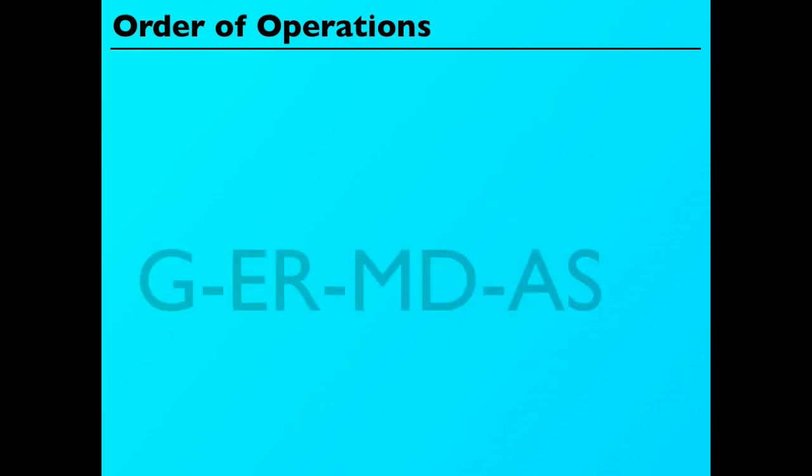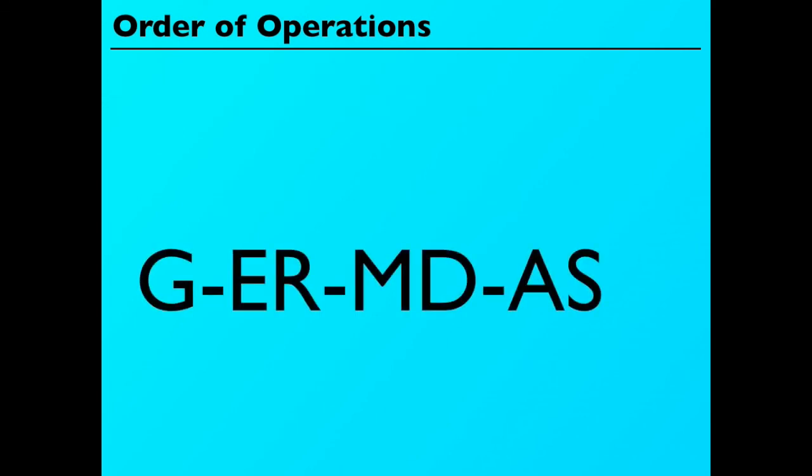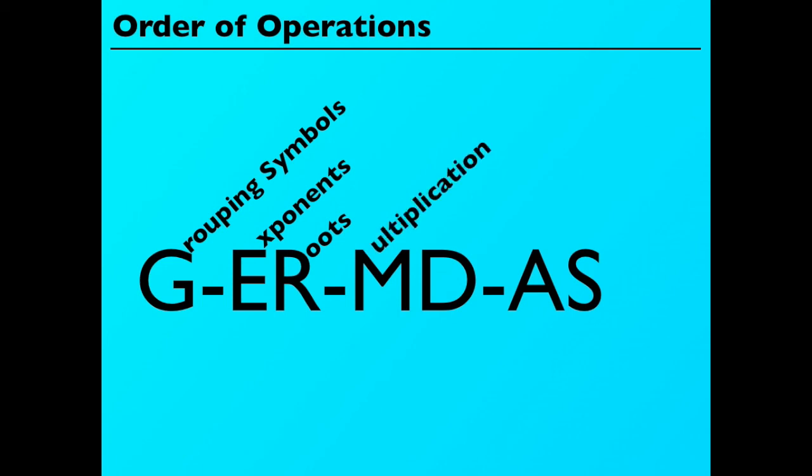To help us remember the order of operations, we came up with an acronym called GERMDAS. The G stands for grouping symbols first. Next, we do exponents and roots. Next, we do multiplication and division. And last, we do addition and subtraction.